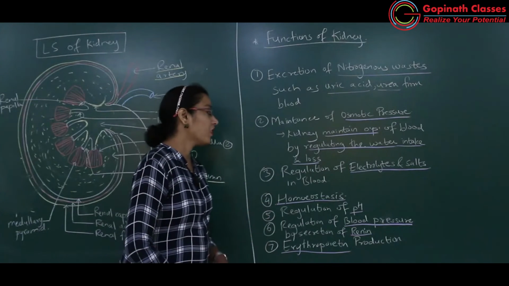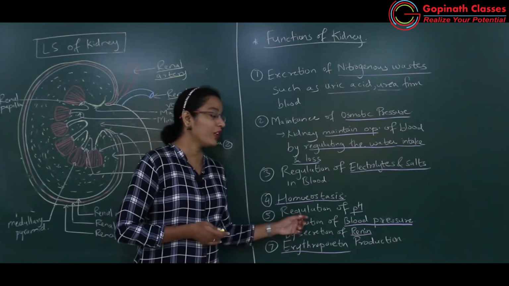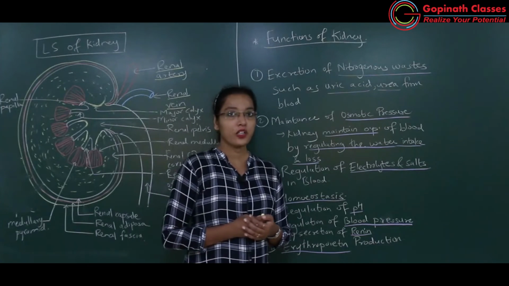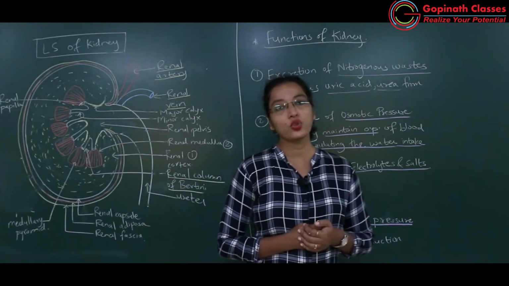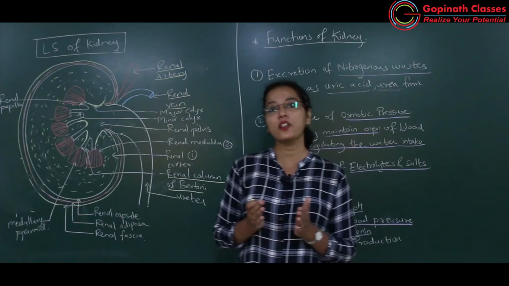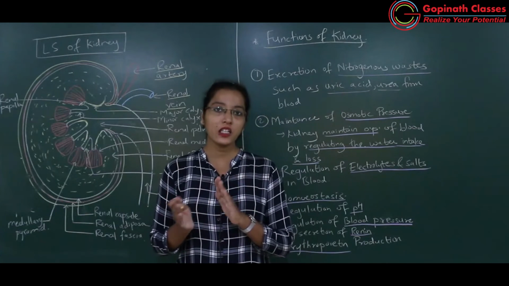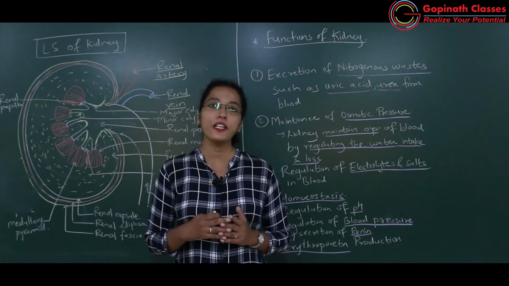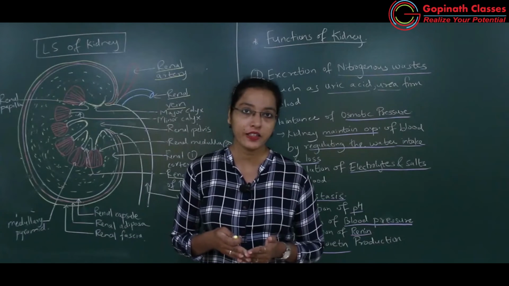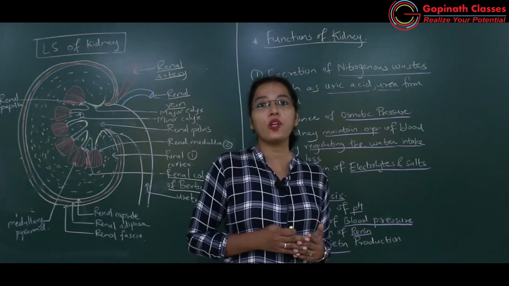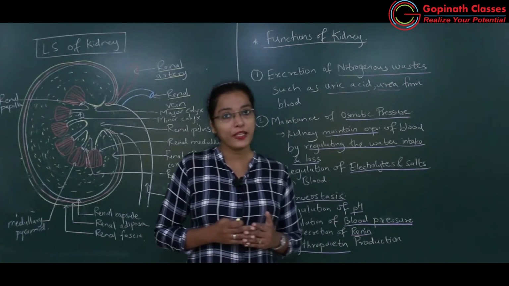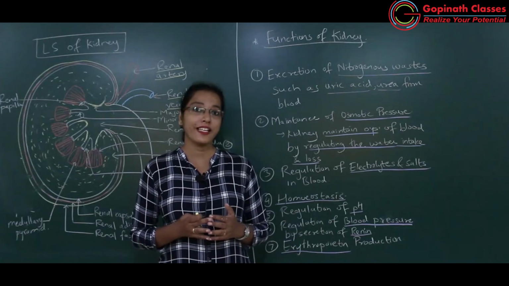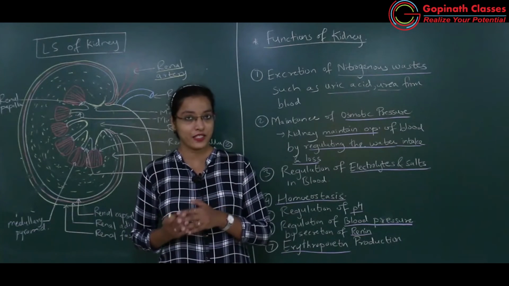Then the fifth role of kidney is regulation of pH. The pH of blood is what? 7.4. So 7.4 is the slightly alkaline pH of the body fluid, and this pH will be maintained by the kidneys. How will kidneys maintain the constant pH, that is 7.4? By removing the excess of acids and bases.